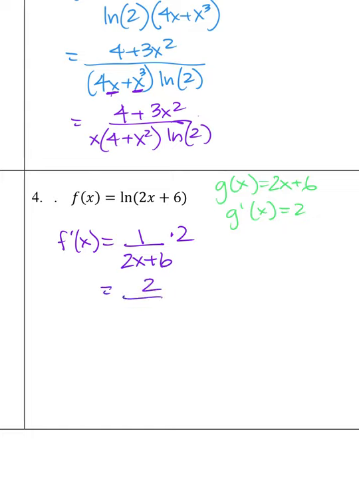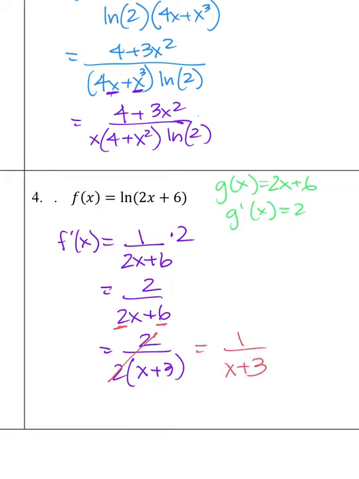Cleaning this one up, we would have 2 over 2x plus 6. But if you notice, we have a GCF of a 2 here. So let's go ahead and write it this way. We're going to factor out that 2. And then if you notice, those go to 1. And we are left with 1 over x plus 3.